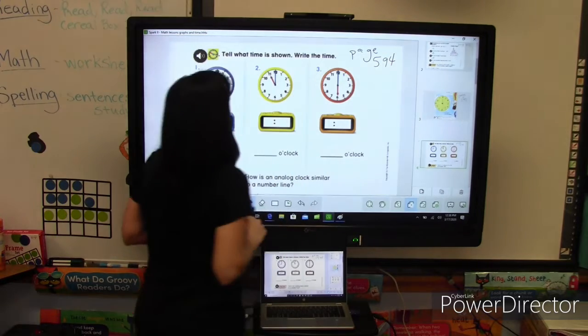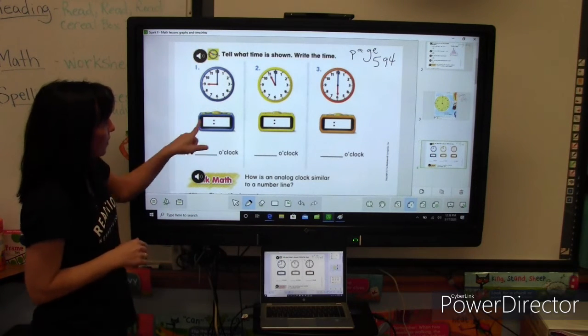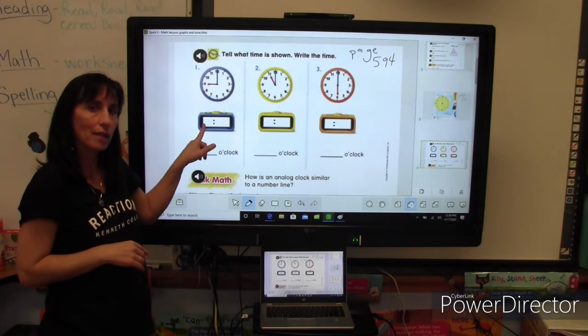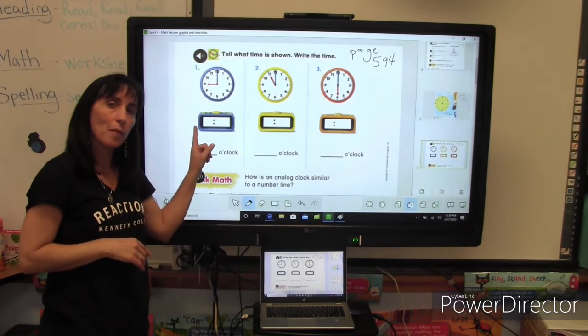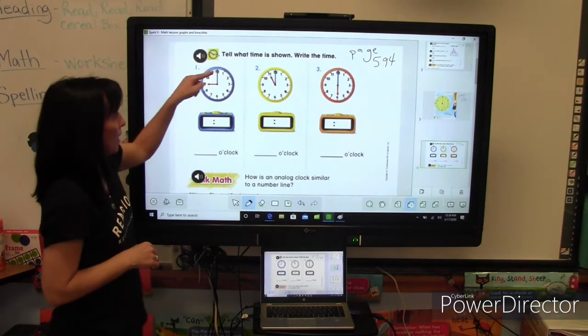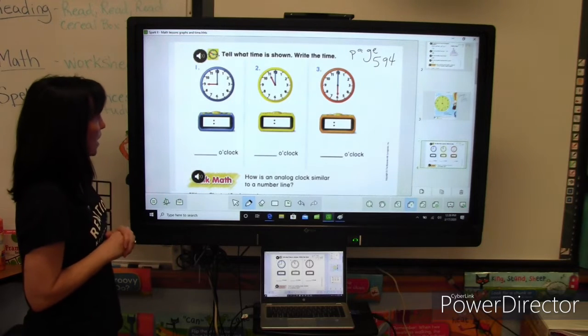On page 594, they give us some different clocks. They give us digital clocks here. Mom and Dad's alarm clock might look like this. The clock on my stove looks like this. The clock on my microwave looks like this. That's called a digital clock. Okay, this is an analog clock. These are digital clocks. And then they want us to tell what time it says.